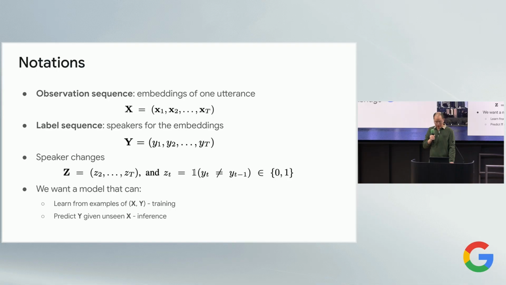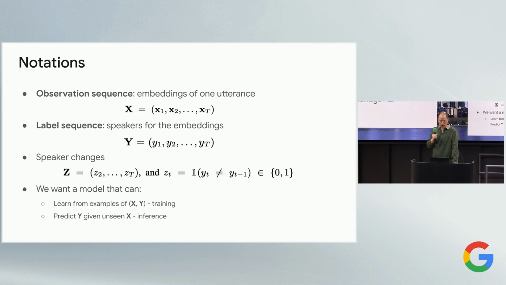So let's try to define the problem here. Assume that after the speaker embedding extraction, you have a sequence of speaker embeddings. We call that the observation sequence, which is uppercase X. For each embedding, you have the ground truth speaker label, which is Y. So the label sequence Y has the same length as the observation sequence. Now we want to build a model such that it can be trained with the pairs of X, Y from the training set.